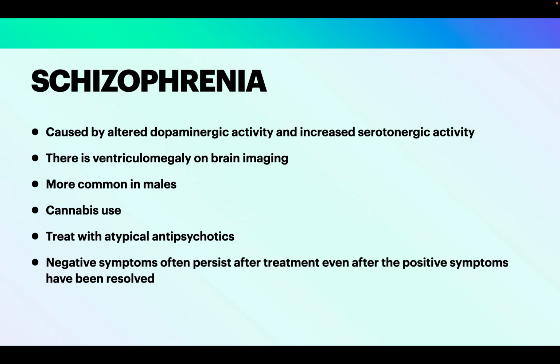Okay, so on to the big stuff. Schizophrenia. It's caused by altered dopaminergic activity and increased serotonergic activity. I'm not going to go too much into the neuroanatomy here, because we will eventually get to that. On brain imaging, there's going to be ventriculomegaly, and it's more common in males than females.